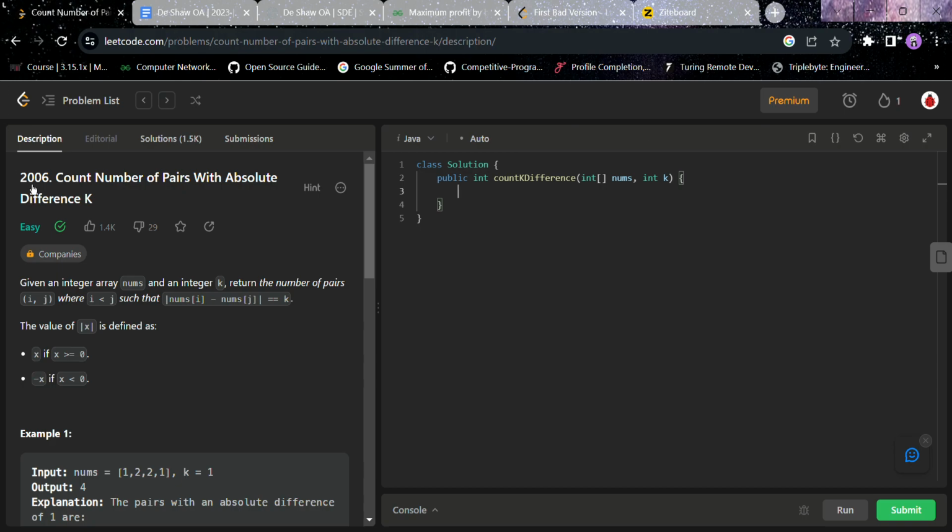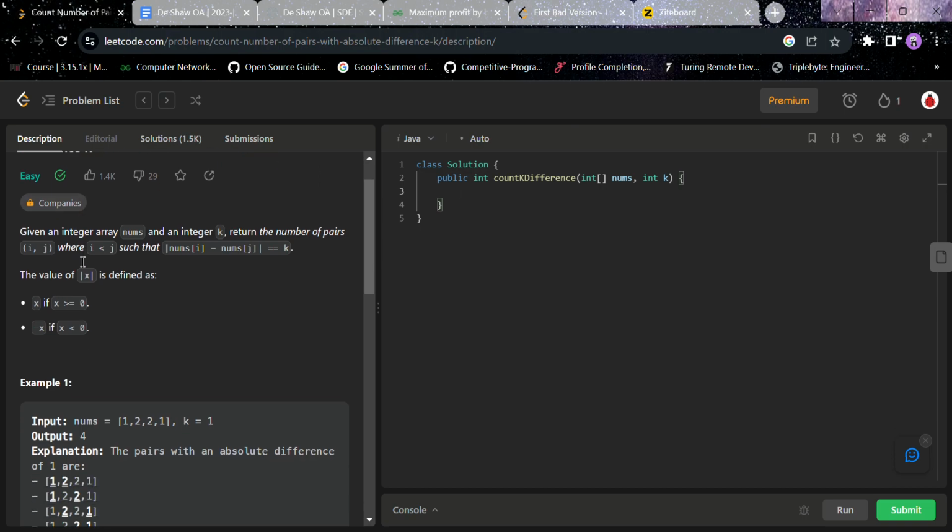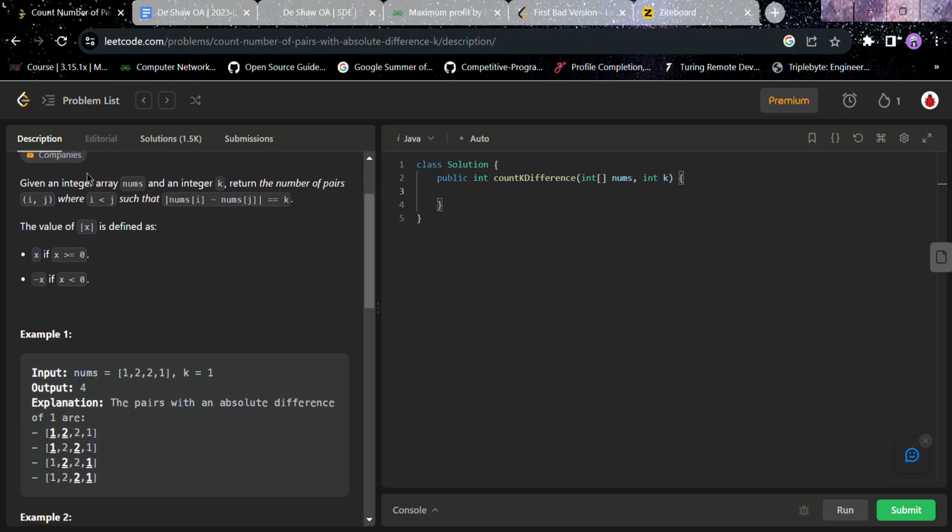Today we are going to solve this question. The name of the question is count number of pairs with absolute difference k. Okay, now let's read the question. We are given an integer array called nums and an integer k. We have to return the number of pairs.